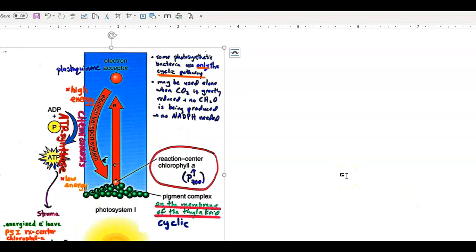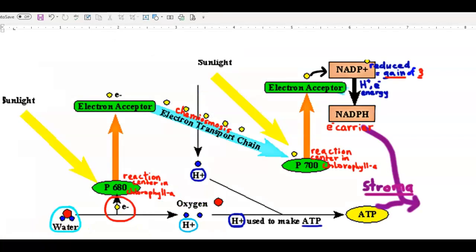Some photosynthetic bacteria only use the cyclic. And the cyclic can be used alone when carbon dioxide is greatly reduced and there's no glucose being produced. If there's no glucose being produced, you don't need the non-cyclic because you don't need the NADPH. I'll explain that a little bit later when we get to the Calvin cycle. Alright, let's review the non-cyclic. Let's use a different picture than the one we used last time.